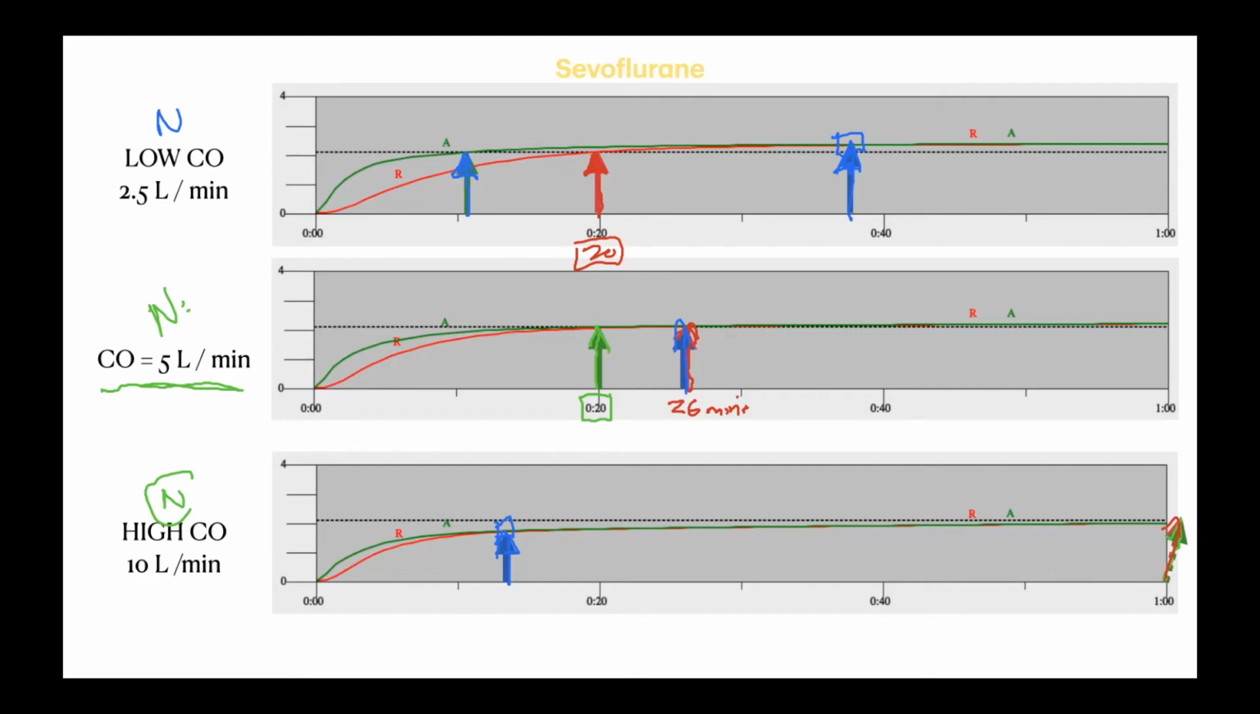So cardiac output affects how high or low the threshold is, or how high or low the alveolar partial pressure can actually reach. And then the other thing that cardiac output affects is when equilibration happens. Now I'm going to explain in the next couple of diagrams why these differences occur.